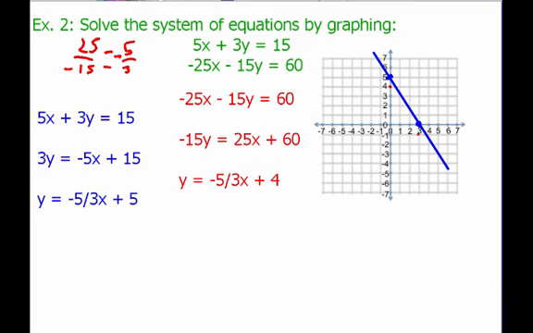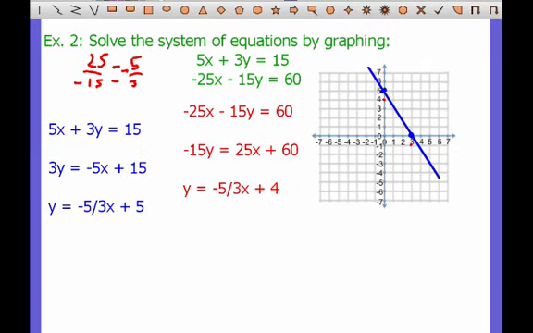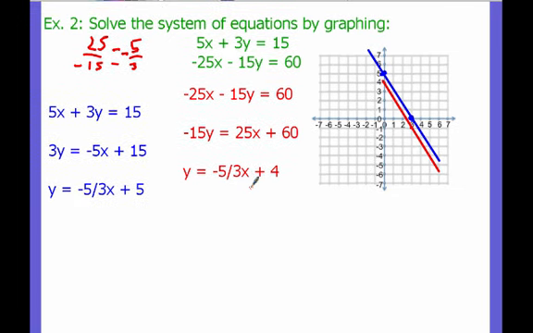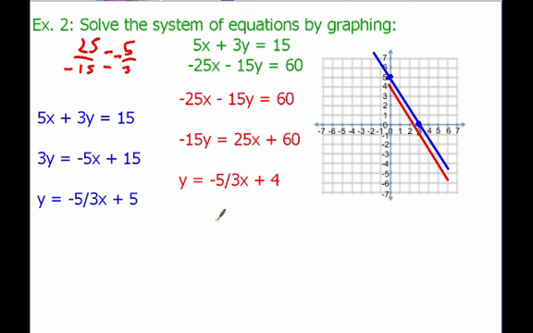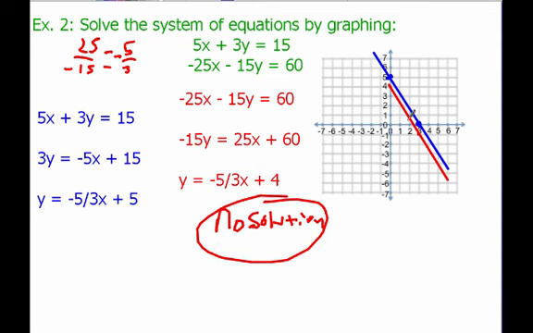So now these lines are going to be very, very close together. However, you should be able to tell that they're never going to cross. They're just going to run very close together on and on and on forever. They're parallel lines. So the answer to this problem is that there is no solution. There is no point on the blue line that is also on the red line. So there is no solution to this system of equations.